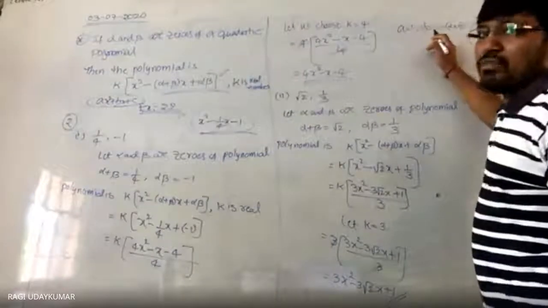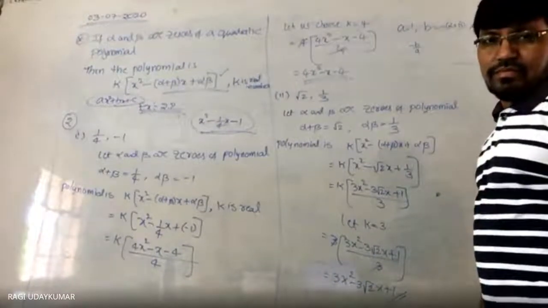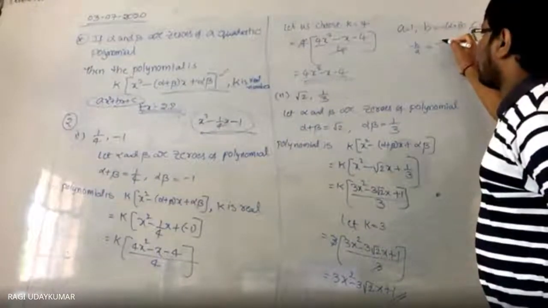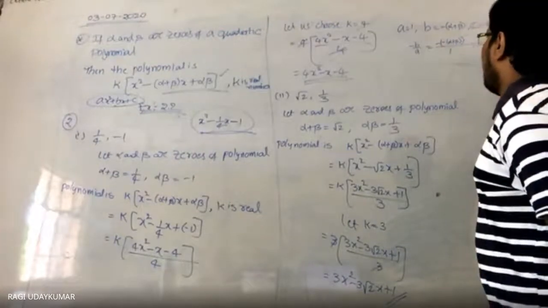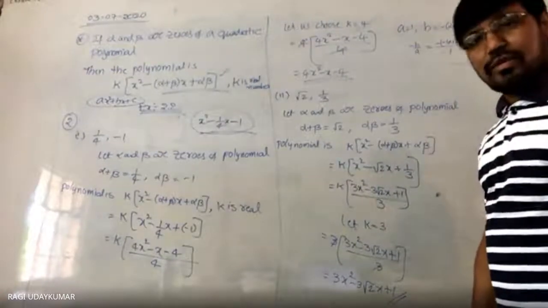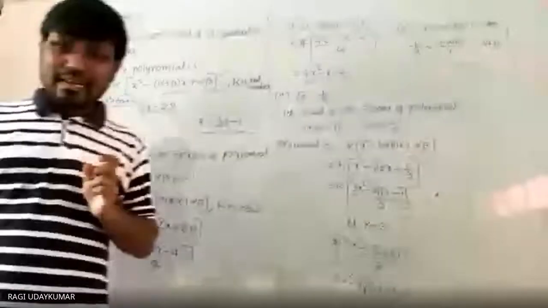Now from this, what will minus b by a be? Minus b is again minus of minus of alpha plus beta, and a is 1. So what came? Alpha plus beta. So alpha plus beta equals minus b by a. Is it understood? Yes, sir. This is the reverse. Is it clear? Yes, sir.